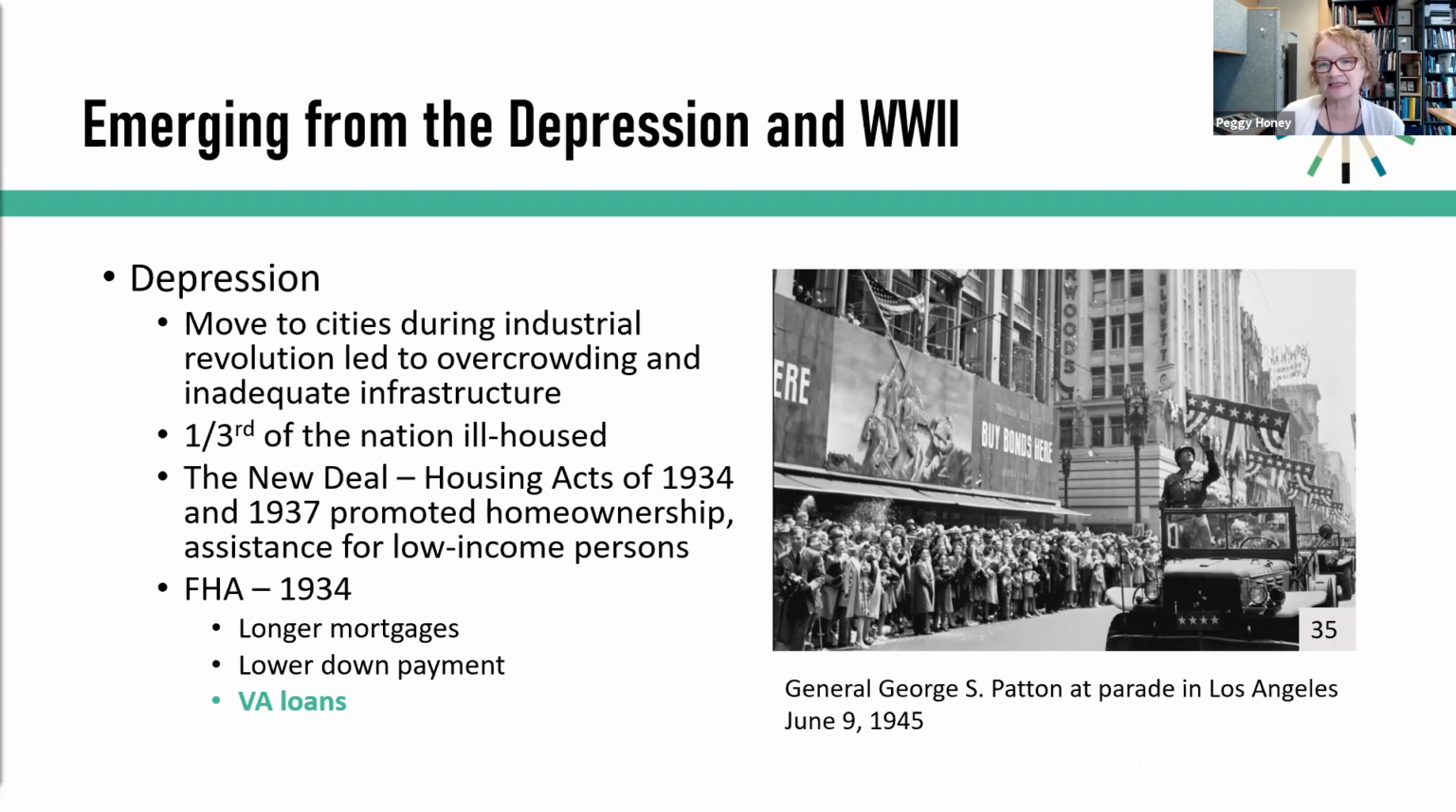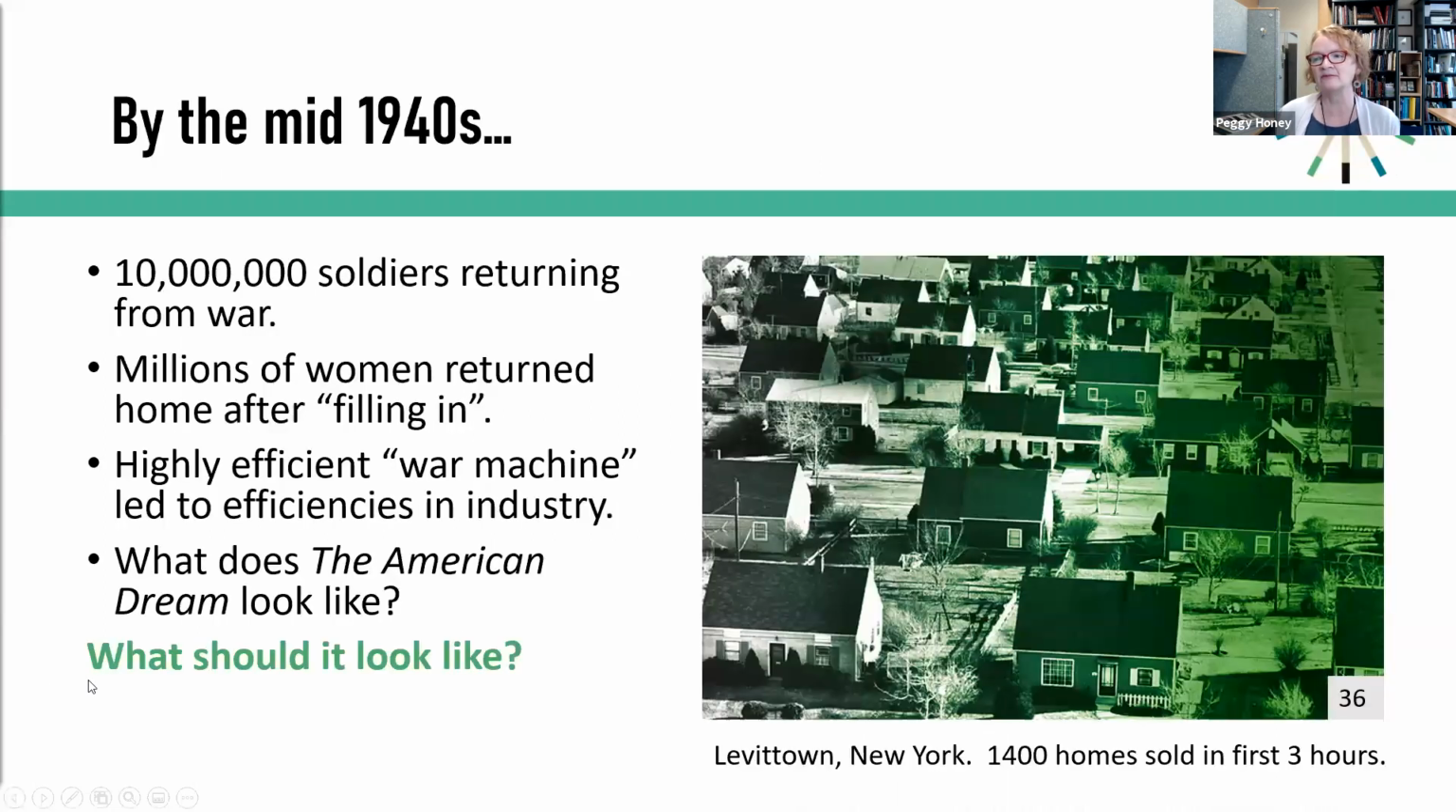It wasn't until this time with the FHA and the VA that we began to have longer mortgages that allowed people to pay a portion every month for a long period of time and to have less money up front. So this was really key in pushing forward this housing boom.